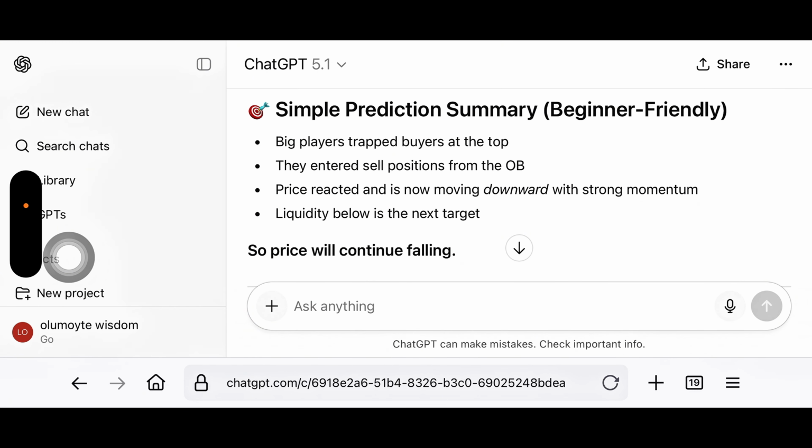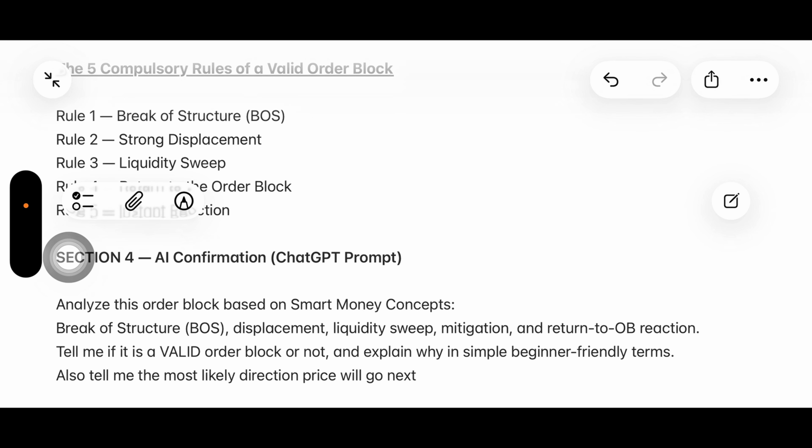By the way, most traders watching this right now still mark the wrong order block, but now you won't, because you now have the 5 rules. You can use indicators, guys. In my next video, if you want me to shoot a video on an indicator that can help you map out your break of structure, so you don't need to stress yourself, and an indicator that can help you map out order blocks, let me know in the comment section, because you now have the 5 rules and AI confirming the setup.